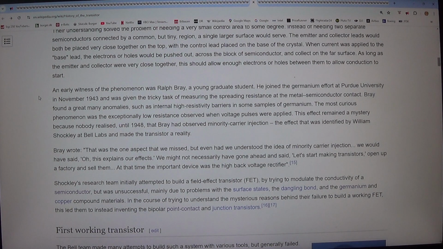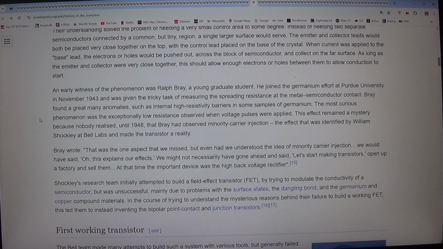An early witness of the phenomenon was Ralph Bray, a young graduate student. He joined the germanium effort at Purdue University in November 1943 and was given the tricky task of measuring the spreading resistance at the metal semiconductor contact. Bray found a great many anomalies, such as internal high resistivity barriers in some samples of germanium. The most curious phenomenon was the exceptionally low resistance observed when voltage pulses were applied.